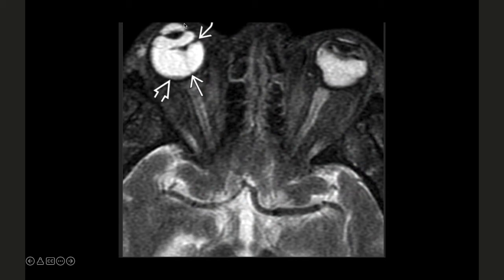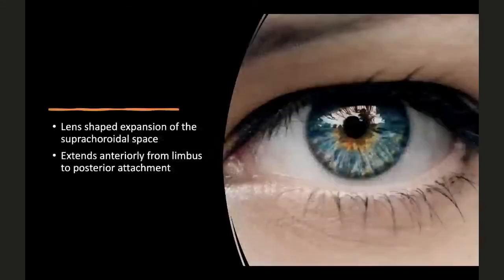Well, this is for this orbit. Obviously, something is wrong with this orbit. It's a different kind of pathology. The globe is shrunken. It has some hyperdensity. Could it be old hemorrhage layering around? Could it even have some calcification in it? This is another thing, a shrunken calcified globe called phthisis bulbi. We will look at it later, but now we are focusing mainly on hemorrhages. So focus on the right globe.